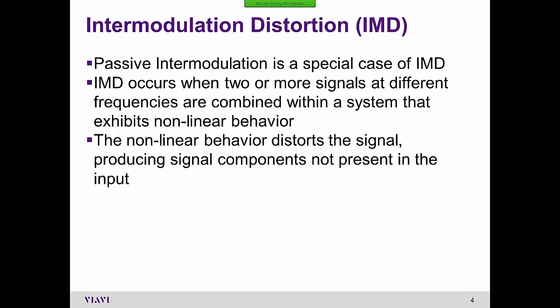There's a term called intermodulation distortion, and passive intermodulation really is a special case of intermodulation distortion. They're very similar in how they manifest themselves, but the source is a little bit different, so we'll talk about that. But basically, intermodulation distortion occurs when two or more signals that are coming into a device are at different frequencies, and they get combined inside the system.